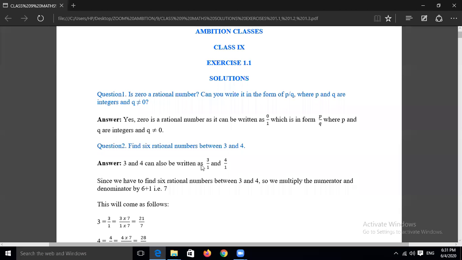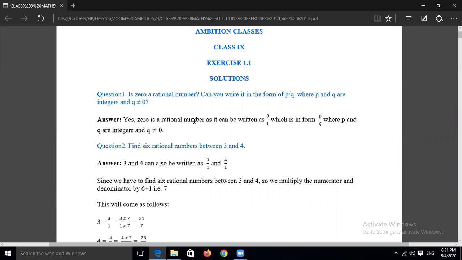So this is exercise 1.1. Question number 1 for 9th standard. Is 0 a rational number? Can you write it in the form of P upon Q, where P and Q are integers and Q is not equal to 0? So yes, the answer is yes.